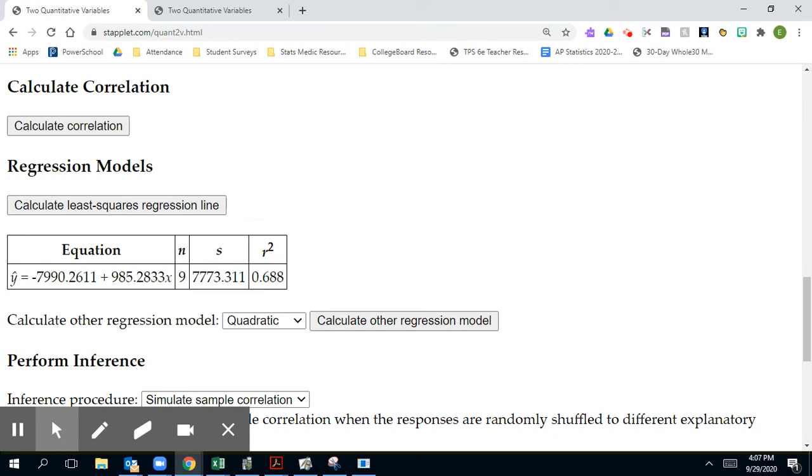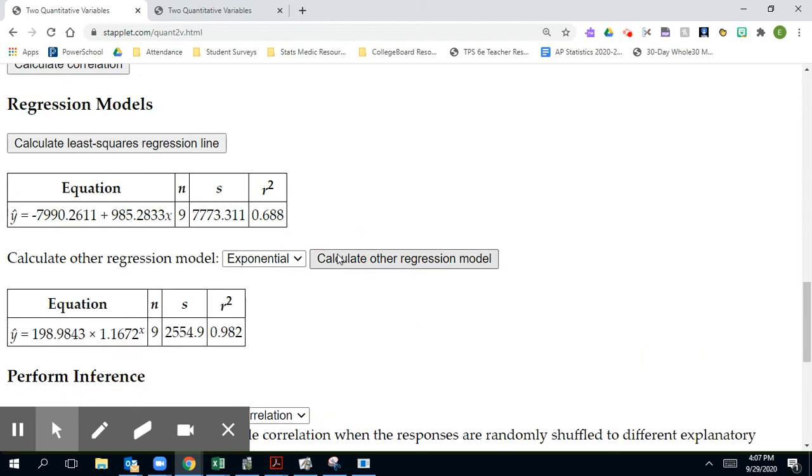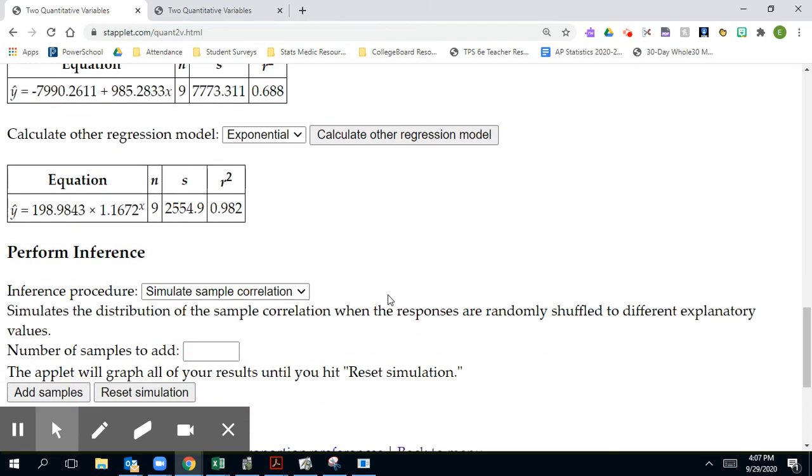So what we do instead is we check out the exponential model. Let's calculate another regression. I'm going to write that equation down on my paper, and you guys feel free to as well. We have y equals 198.9843 times 1.1672 to the x power. And so that is our exponential model. So the first equation is irrelevant because that was not the correct model. According to us, we did everything exponential.